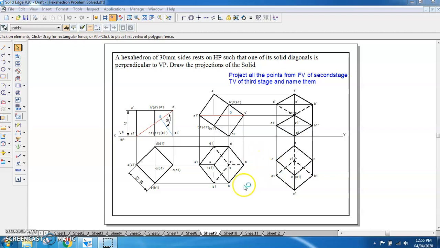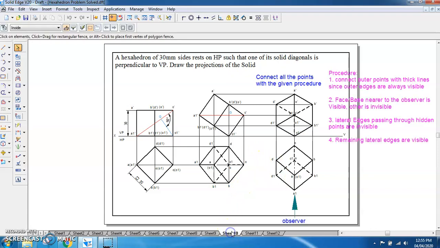So the final solution of this is shown here like this, and we have used this procedure for the marking of the edges here in the final front view. So this is the final solution what we will be getting.